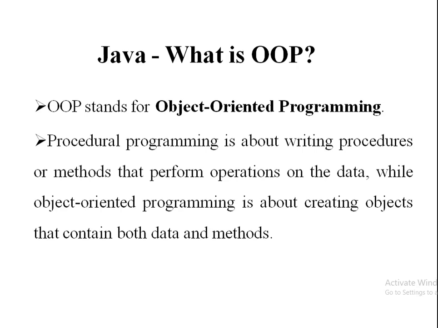In procedure-oriented programs we can use only a set of methods, but object-oriented programming deals with class and object concepts. In procedure-oriented programming we use the pointer concept, but in object-oriented programming we cannot use the pointer concept.